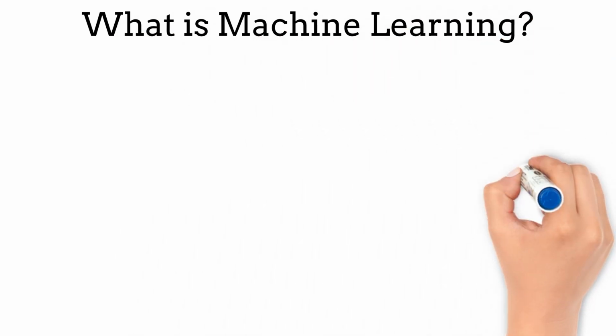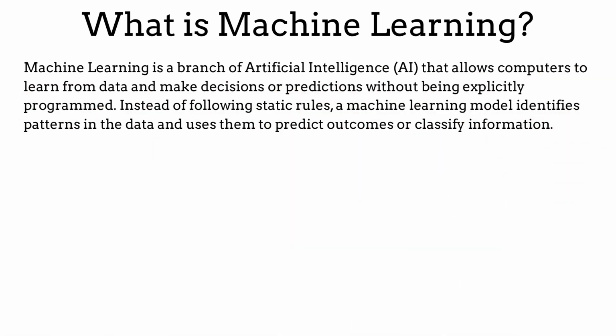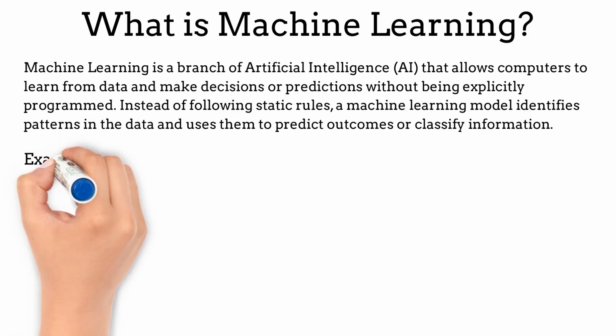So, let's start with the basics. What exactly is machine learning? You've probably heard the term thrown around a lot, but in simple terms, machine learning is a part of artificial intelligence, AI, where computers can actually learn from data. Instead of you having to write a bunch of specific rules for the computer to follow, machine learning models look at data, find patterns in it, and use those patterns to make decisions or predictions.